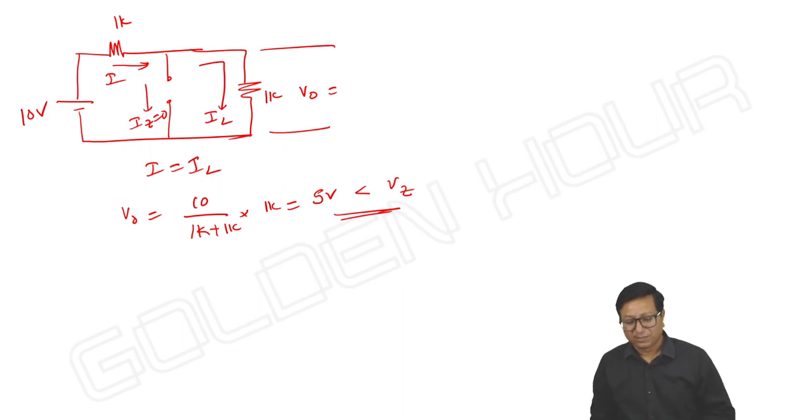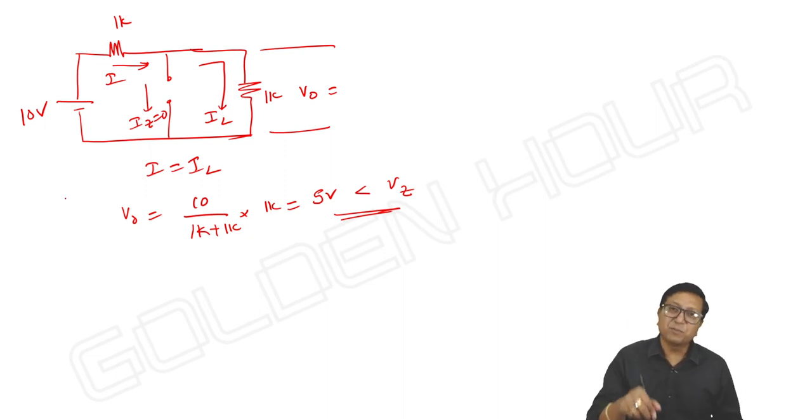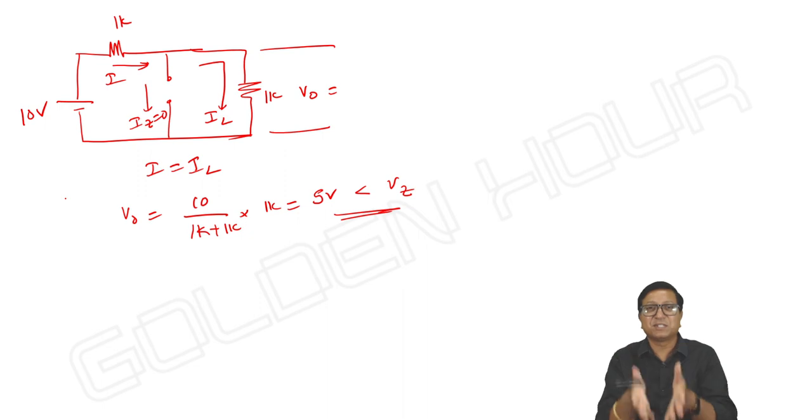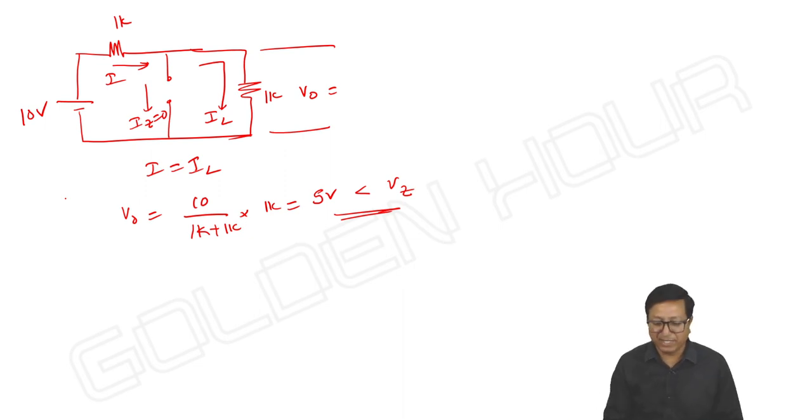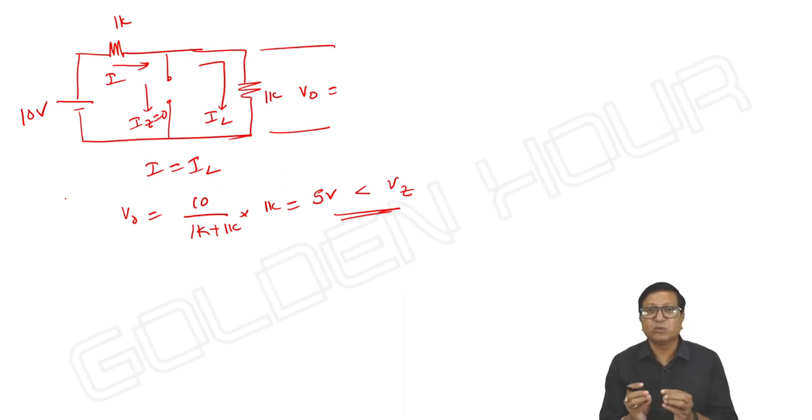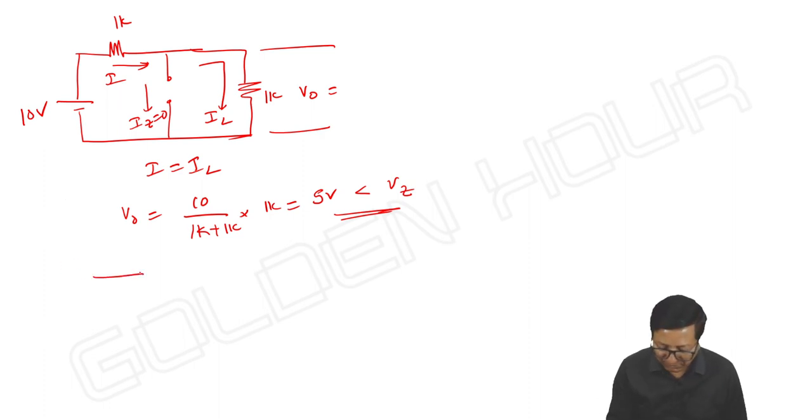So what is this twist? See, the value of R is so chosen that even though input is greater than the breakdown voltage, the Zener diode is unable to undergo breakdown. That is the interesting part here. Okay. See, in the same problem, I am taking R equal to some 0.5K. Suppose my circuit is like this.